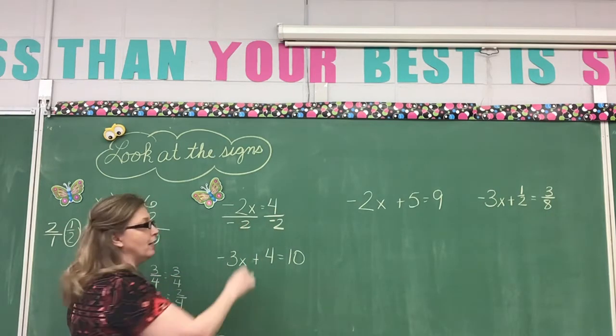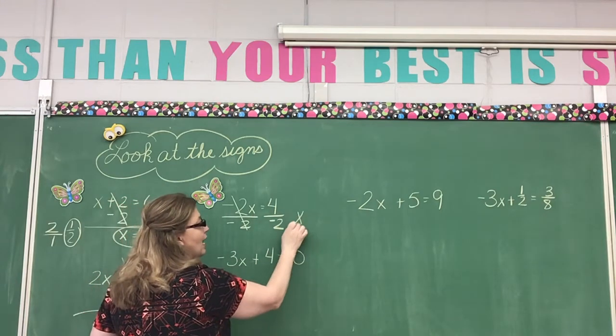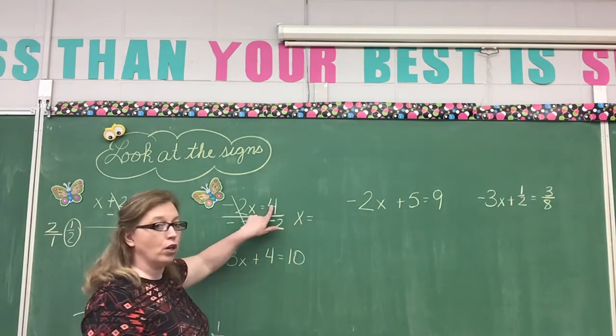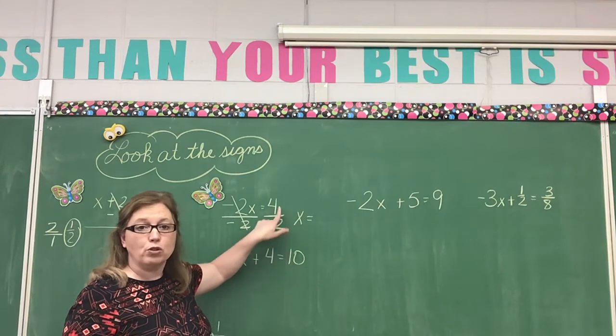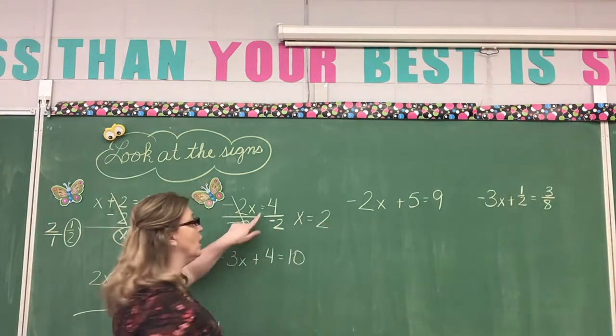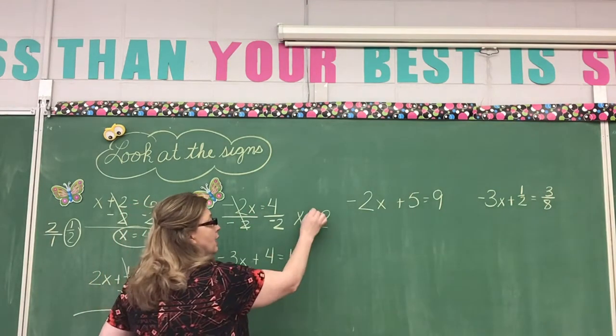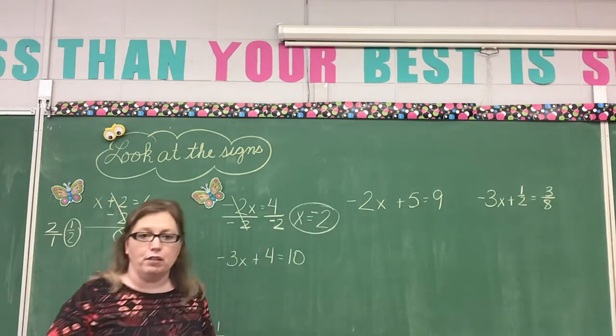Negative 2 divided by negative 2 is going to cancel out. I'm going to write it over here. Is going to give us x. Now I say 4 divided by negative 2. So 4 divided by 2 is 2. Because only one of them has a negative sign, my answer is negative. So my answer is negative 2.